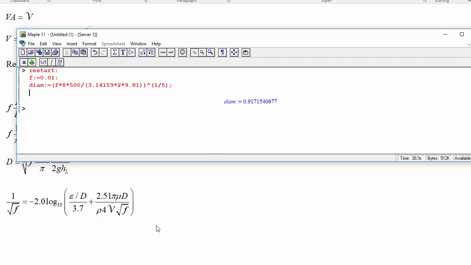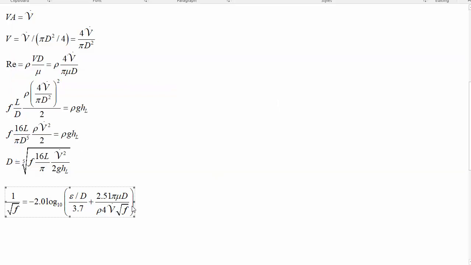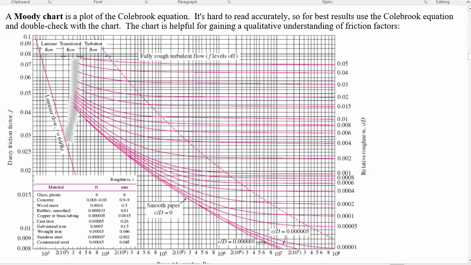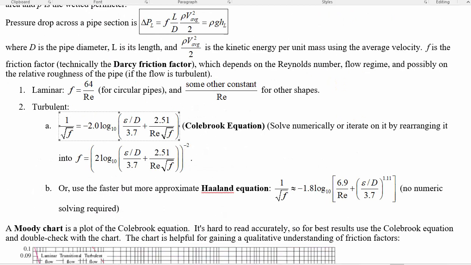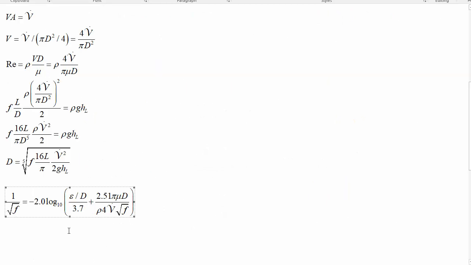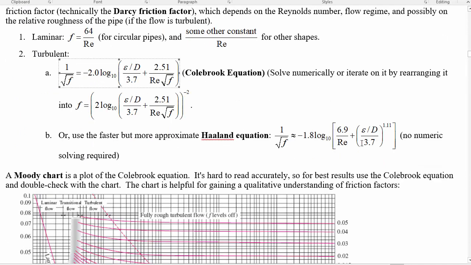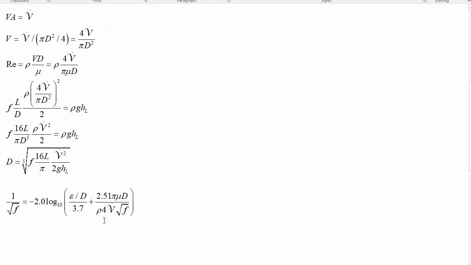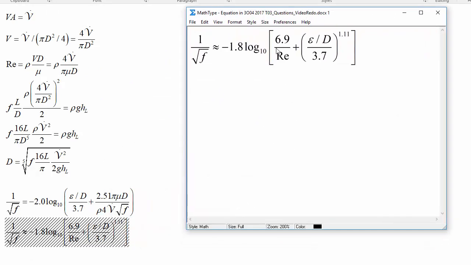But since the diameter is an initial estimate at this point, it doesn't make too much sense to use the Colebrook equation really. I mean, if you have Maple, you can use fsolve and get it numerically, but we may as well just use the Haaland equation instead, which is at least explicit in the friction factor.